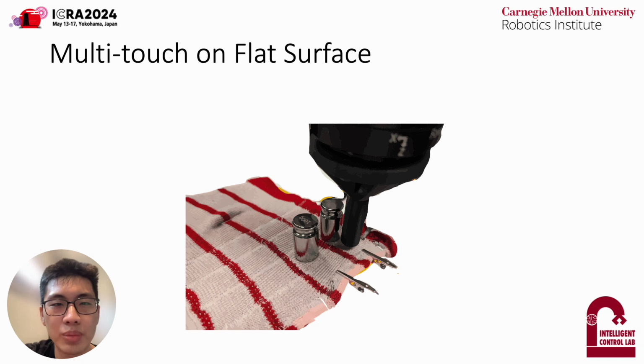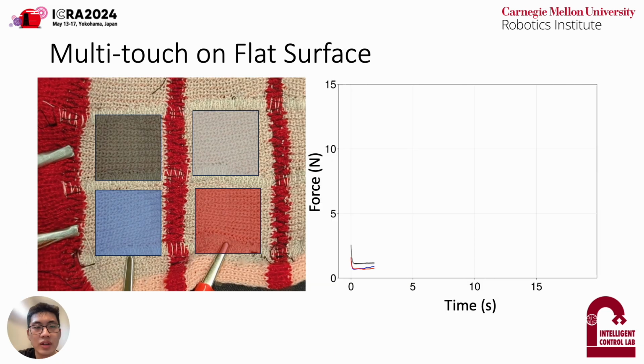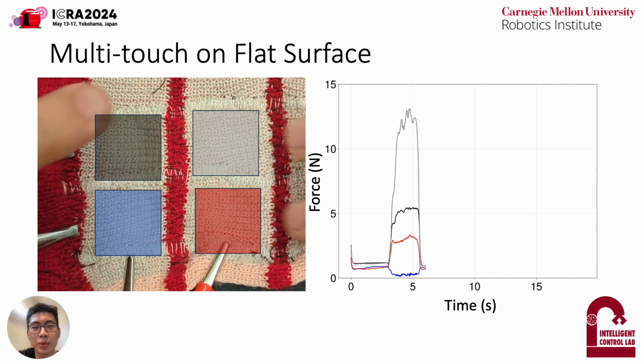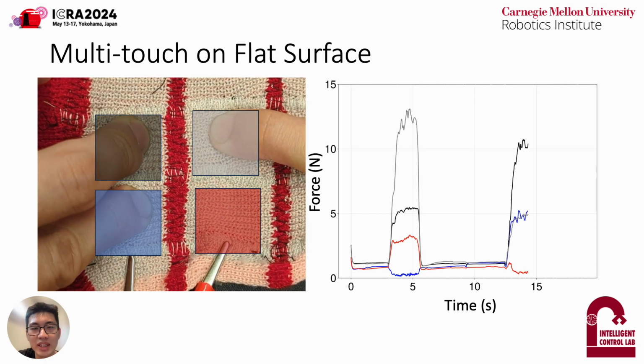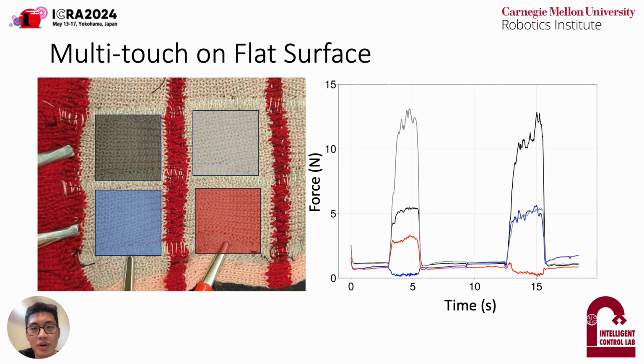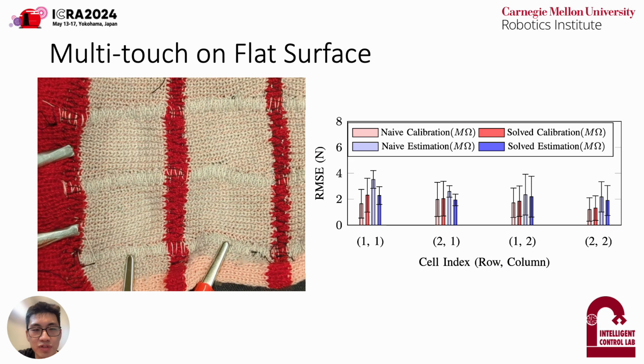We tested our framework on real textile skin on a flat surface. The non-contact blue cell and then the red cell are supposed to display significant ghosting effect, but it is largely mitigated by our algorithm. The reduction in force estimation error is verified by comparing our results to the ground truth force torque sensor readings.